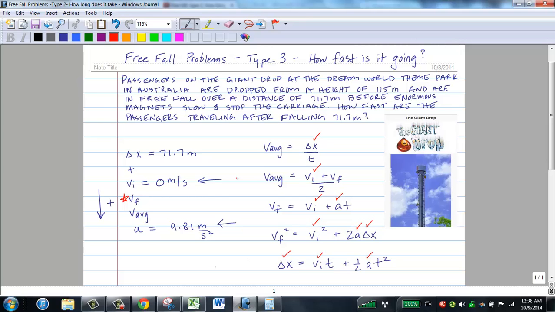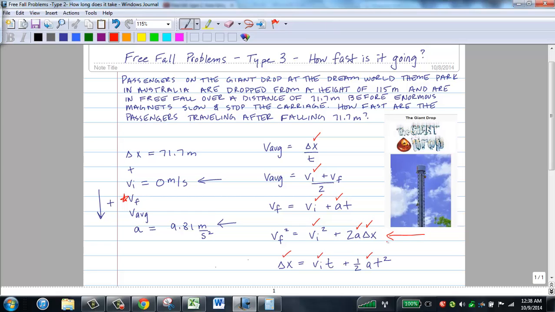It is possible to use the fourth equation. I have VI and I have A and I have delta X. So I can use the fourth equation to find VF. And since that's what I'm being asked to find, that's the equation that I'm going to use to solve this problem.